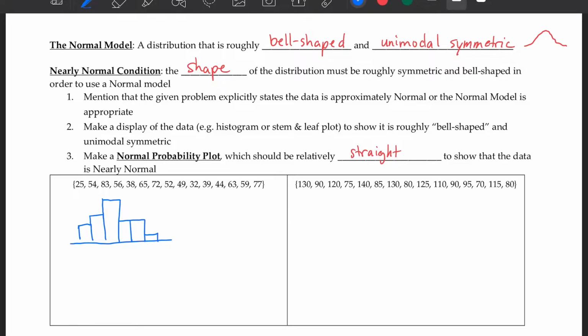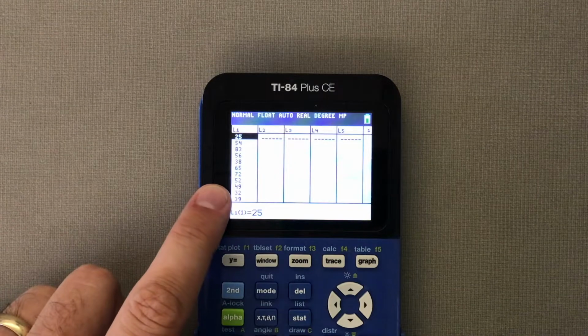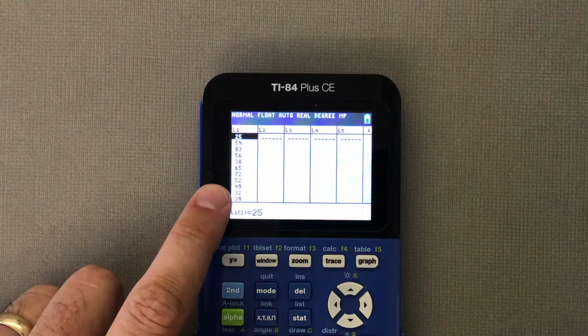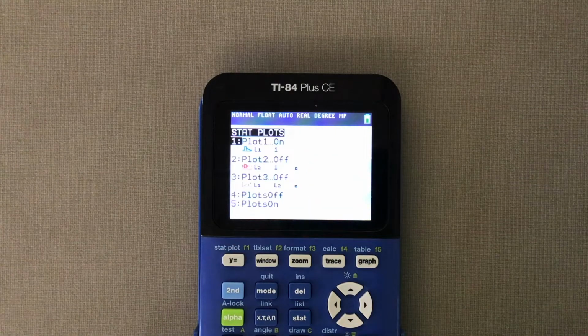The histogram looks something like this, and I just jot it down here in our notes. You should copy it down too, but we decided that looks unimodal, roughly symmetric. It doesn't have to be perfectly symmetric. All right, how about this normal probability plot? How do we do that? Well, let's take a look at how that works. Let's see how we make a normal probability plot now. Again, make sure all your data is here in a list. I have it all in list 1. And just like we were doing the histogram, we're going to go back to stat plot, press enter.